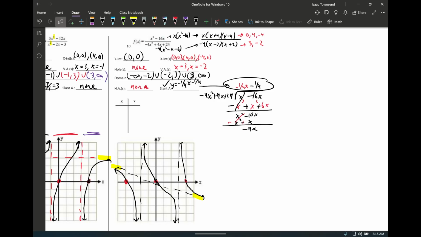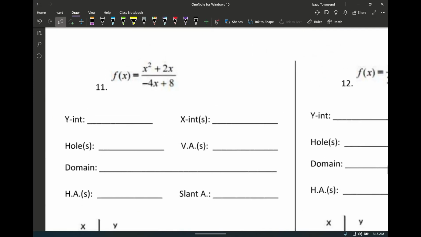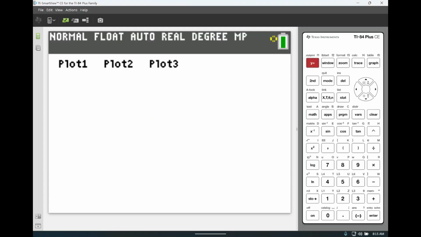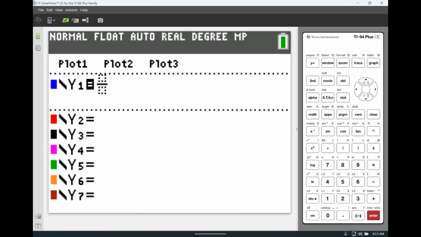Okay, then let me give you some time to try 11, and while you do that, I'm actually going to put the graph of 11 up on the board. So as you finish that one, you have an idea if you need to stick with it a little bit more or ask some questions in a minute.